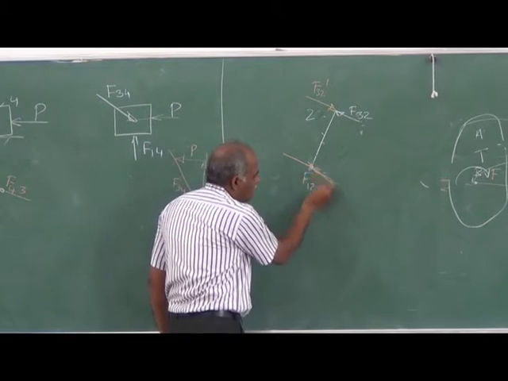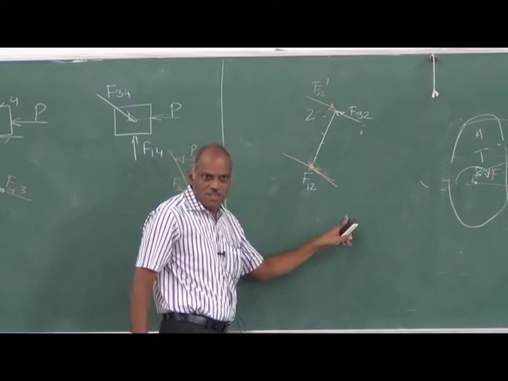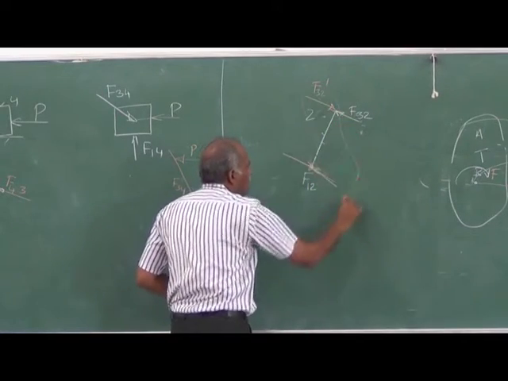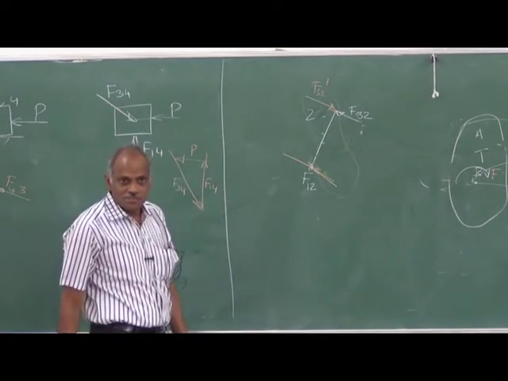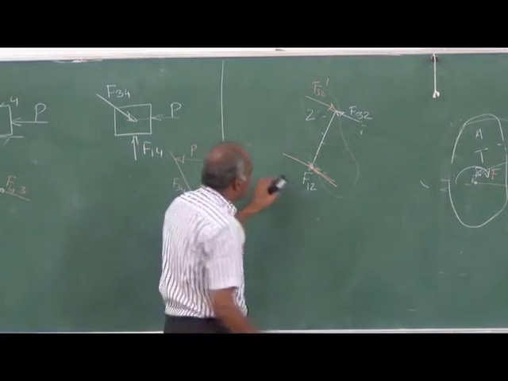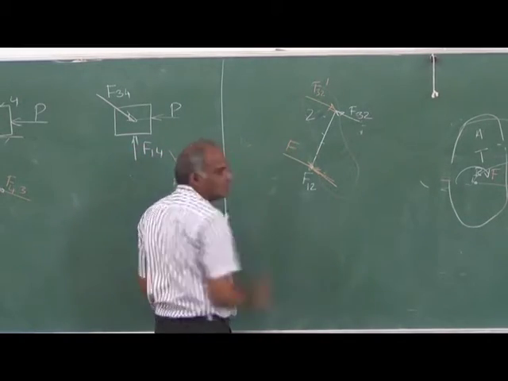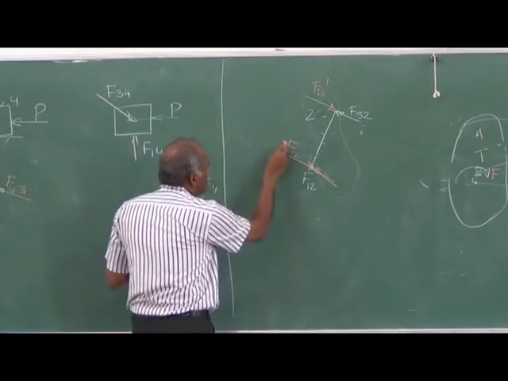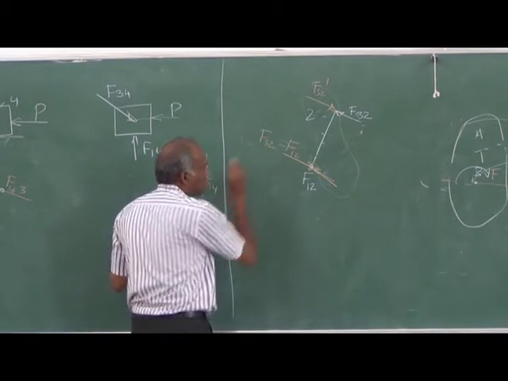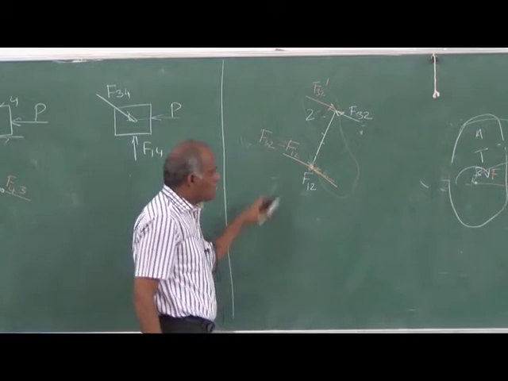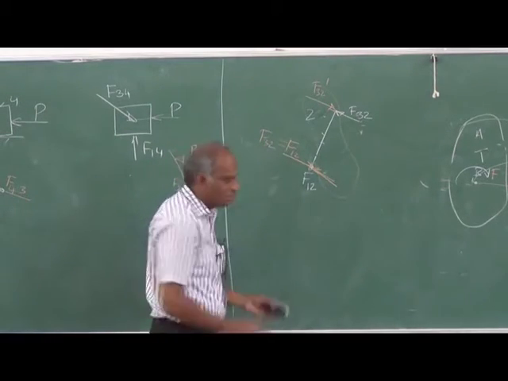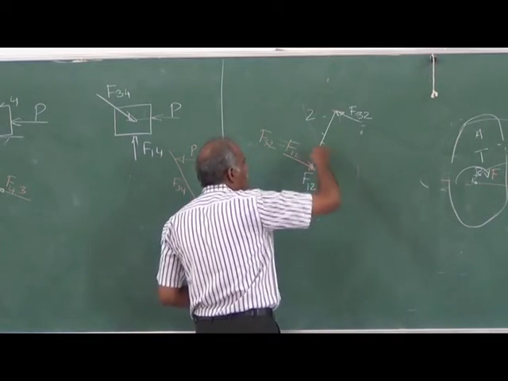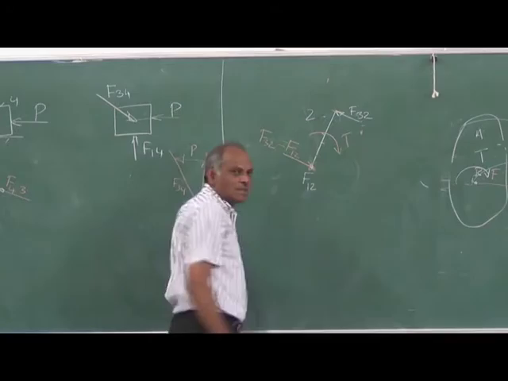So if I use the law of superposition and introduce something like this, then these two will constitute a torque. There will be a force here that we call F12, which will be equal to F32 in magnitude but opposite in direction. But in addition to that, I have to apply a torque.